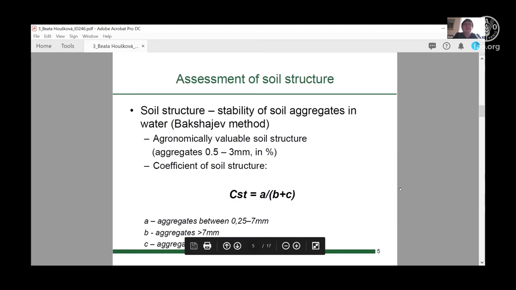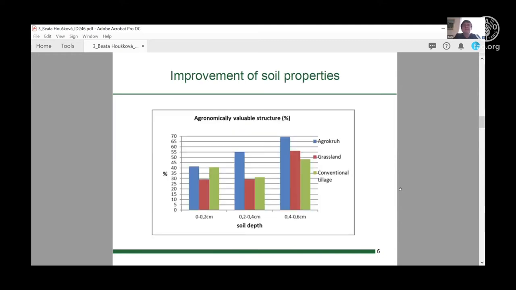Next, please. On this farm, we assessed the soil structure as the stability of soil aggregates in water. We used the Bakshayev sieving method, and we checked the agronomically valuable soil structure, which is represented by aggregates of the size 0.5 to 3 millimeters, and the coefficient of soil structure, which is calculated from the amount of aggregates between 0.25 to 7 millimeters divided by aggregates bigger than 7 millimeters and smaller than 0.25 millimeters.